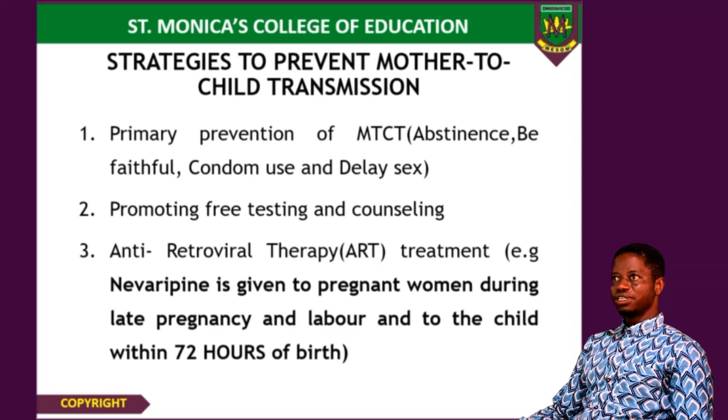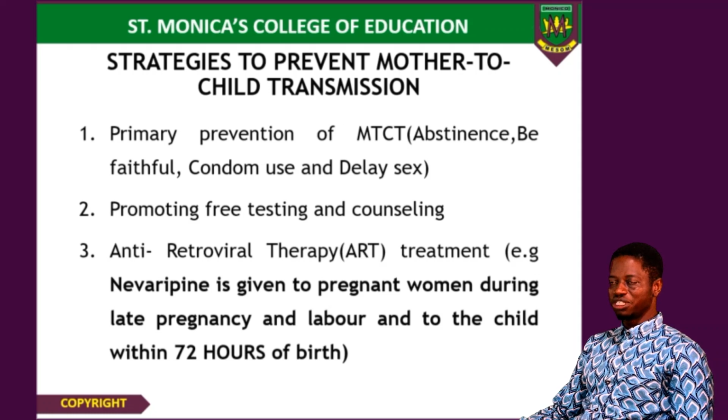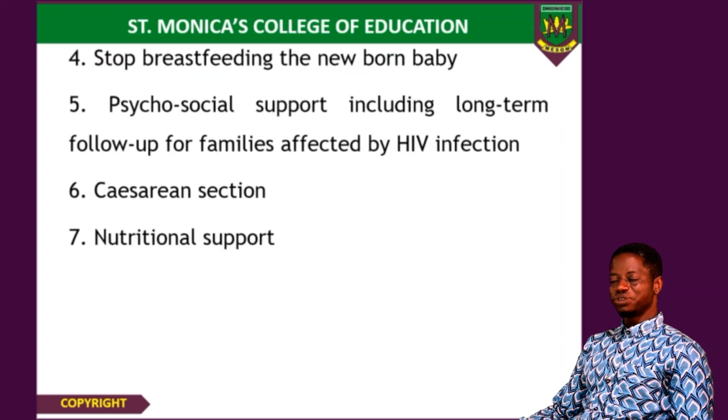That's one of the ways in which you can prevent mother-to-child transmission. Social support, including long-term follow-up for families affected by HIV. So in case I identify family A who have an HIV positive person, then these clinical psychologists will visit you, sympathize with you, give you emotional support, and encourage you. Another way in which you can prevent mother-to-child transmission is cesarean section. Then they have to perform an operation and remove the baby safely. And the last one is nutritional support. The mother must eat a balanced diet.